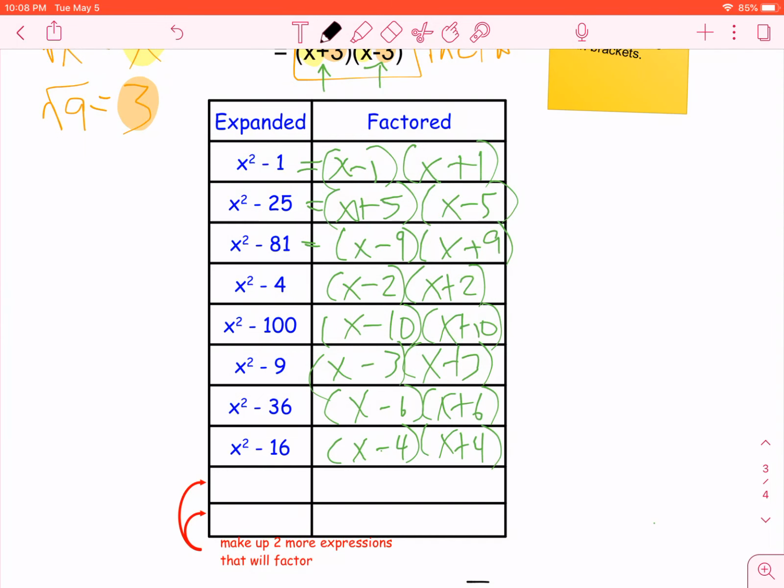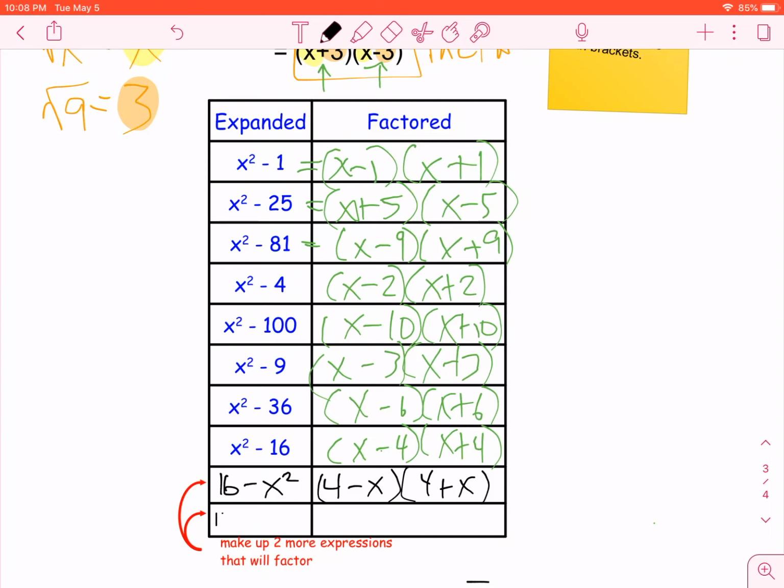What if I had it the other way around? What if I had it as 16 minus x squared? That's the exact same binomial in a sense as above, except I switch my a and b terms. Well, that means that you have to switch your a and b terms in your answer. So the square root of 16 is 4. The square root of x squared is x. And then we repeat the binomial for the second one, just different signs.